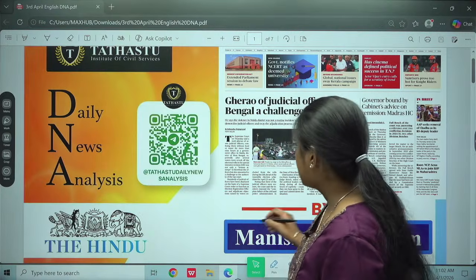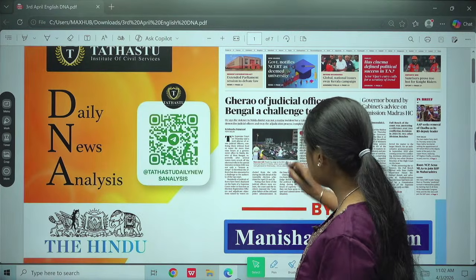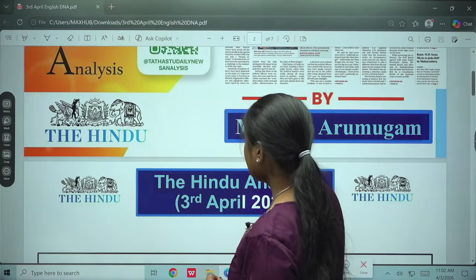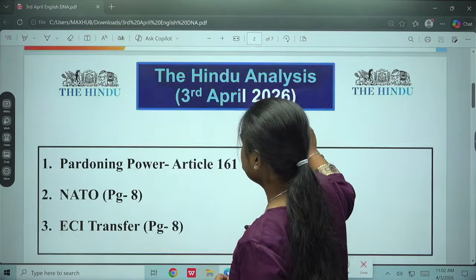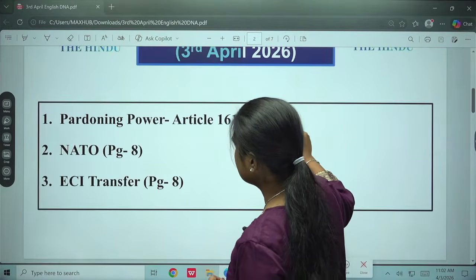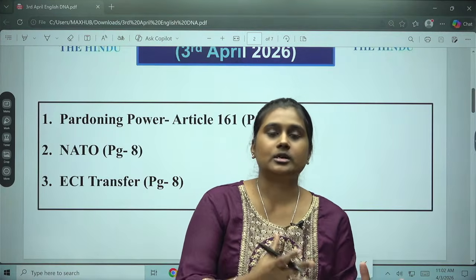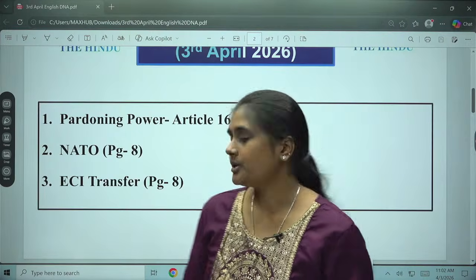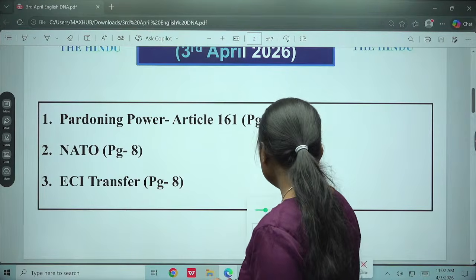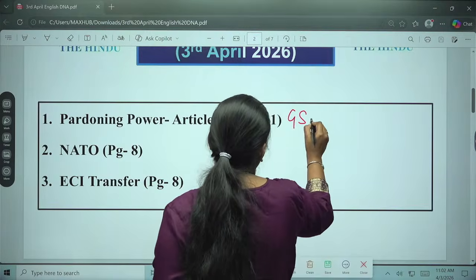Okay. So moving on, today there are very minimal topics only. The first one is about the pardoning power, the article on page number 1, regarding Article 161, what a governor can do. So in this perspective, we are just going to see it in the GS2 paper, polity.